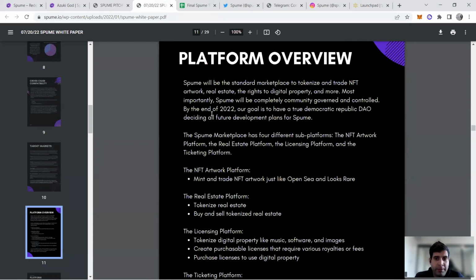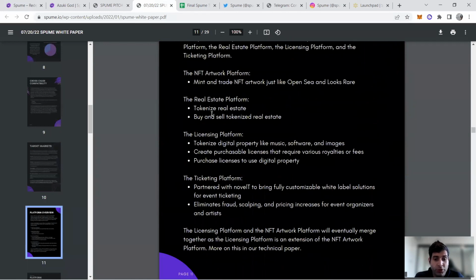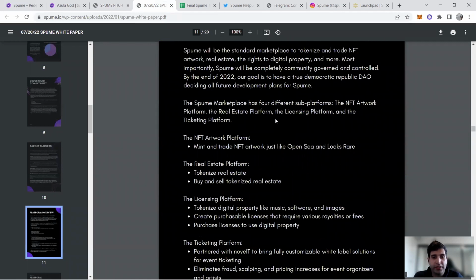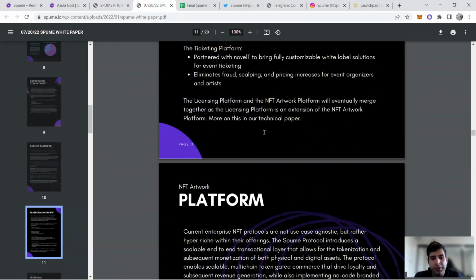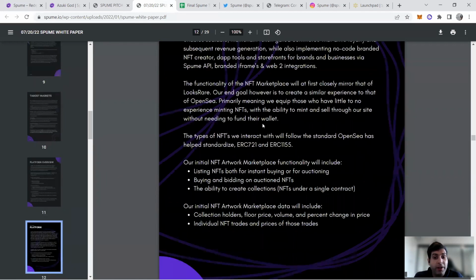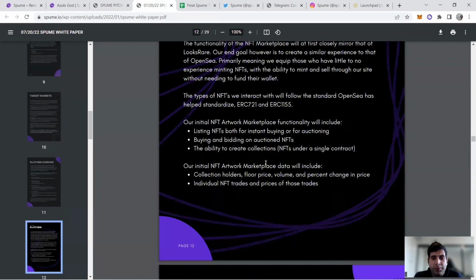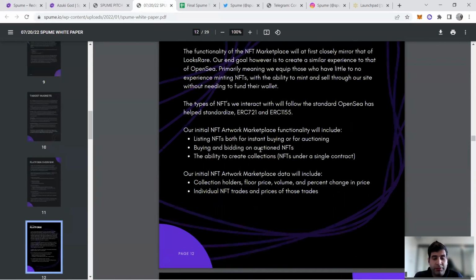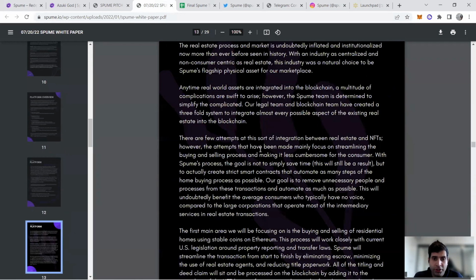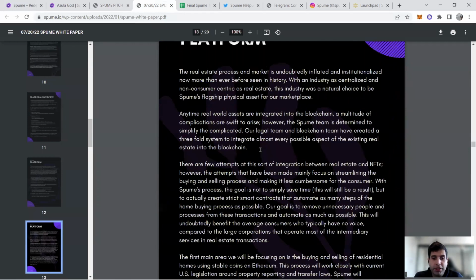As I've mentioned, the platform overview would be used for different things like ticketing, real estate, licensing, and NFT artwork, some of them being more futuristic. I did go through the platform with you, and it will be a bit similar to OpenSea. And it's going to be ERC-721 and ERC-1155. The token itself initially will be on the Ethereum chain.